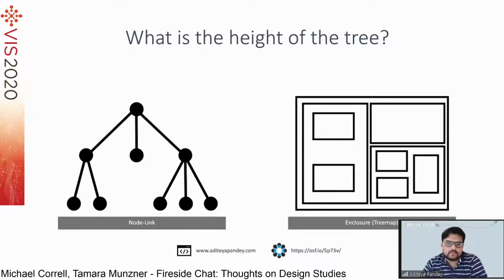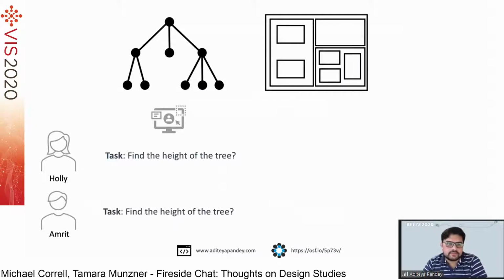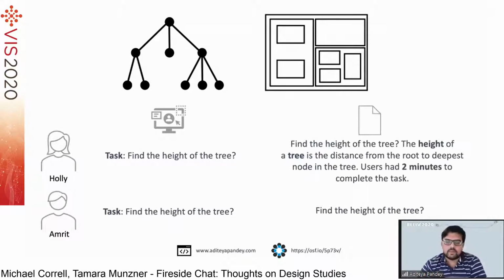Let us imagine we live in a universe where researchers have not yet figured out what is the best way to look at the height of a tree visualization. And in this universe, let us imagine there are 2 researchers, Holly and Amrit, who are trying to design studies that can actually help them identify which one of these 2 visualizations will be a better way to look at the height of the tree. However, the way Holly and Amrit report the tasks in their respective papers is a little bit different.